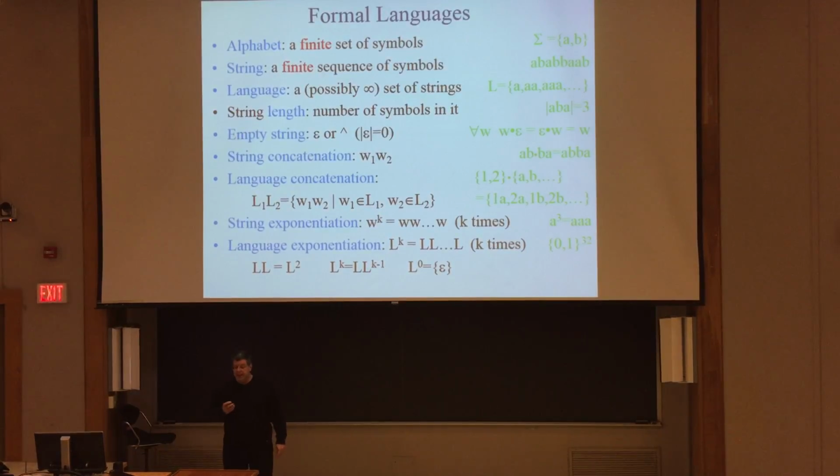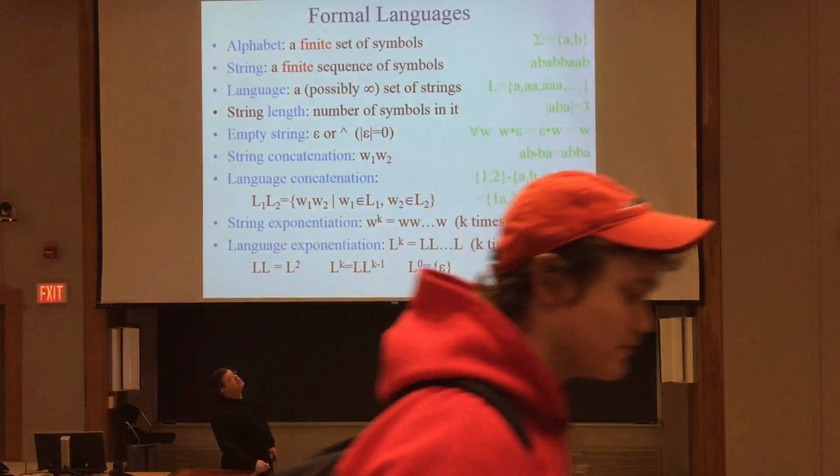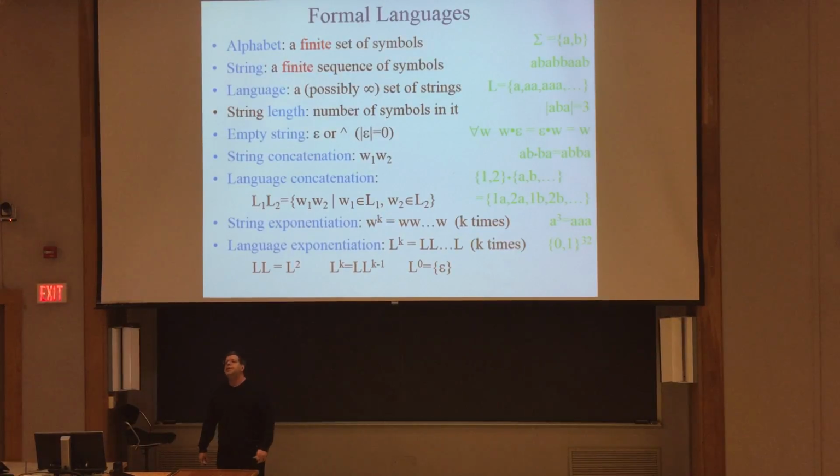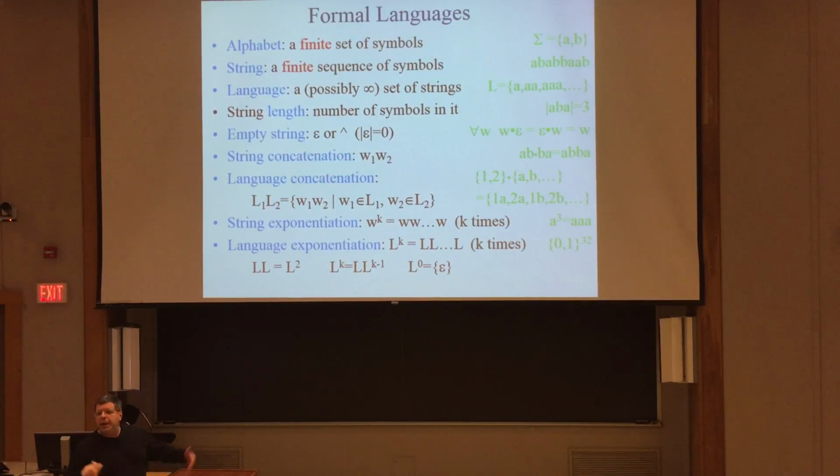Formal languages, we said that an alphabet is a finite set of symbols from which you can form strings, and strings taken as a set form a formal language. We define string concatenation as a juxtaposition of all the characters of two strings side by side. We extended the definition of concatenation to entire languages. Languages can be infinite sets or finite sets, all of them strings. And then we define string exponentiation as repeated concatenation of a string with itself, and language exponentiation is repeated concatenation of a language with itself.